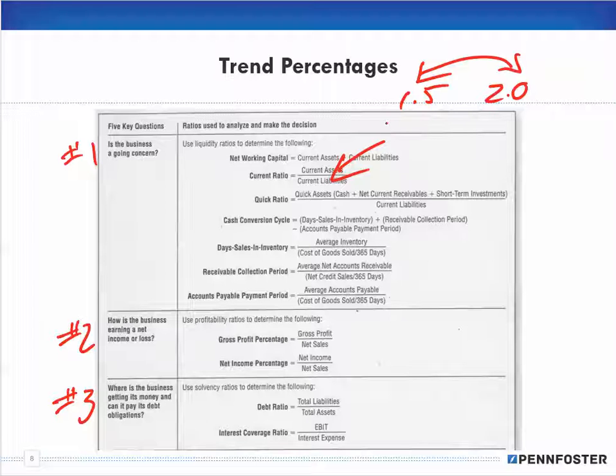Just because a ratio goes down does not mean it's a bad thing. It all depends upon the ratio. It could mean either good or bad. It's not necessarily bad just because it goes down.